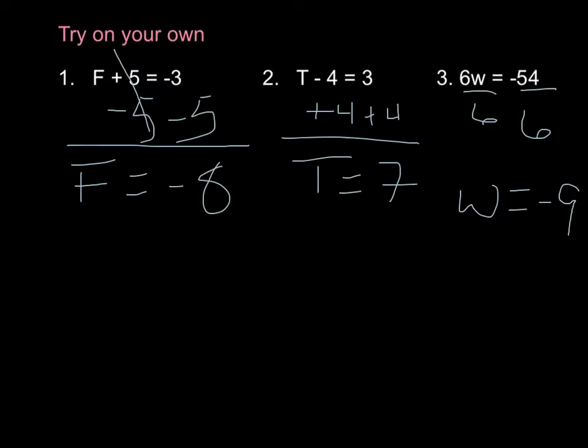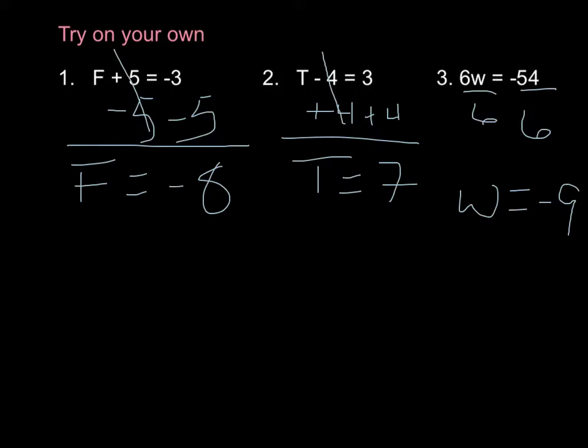In the second example, t minus 4 equals 3, I need to do the inverse of subtraction, which is addition. When I add 4 to both sides of the equation, the 4's cancel out on the left side, so I'm left with just t. Then on the right side, I have 3 plus 4, which is 7. Therefore, t equals 7.